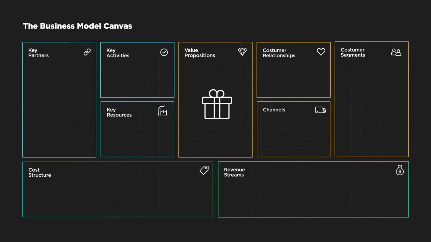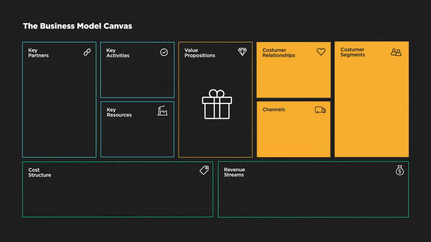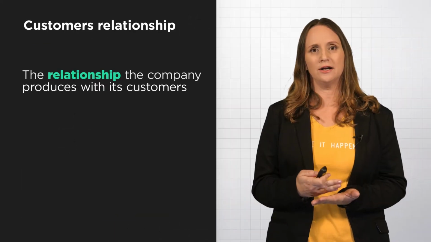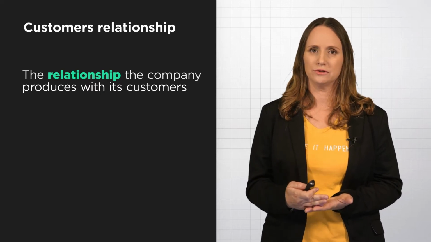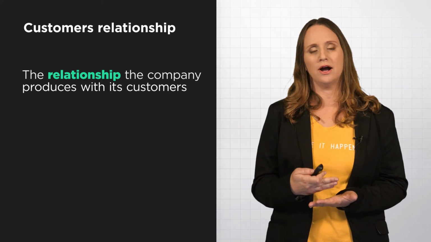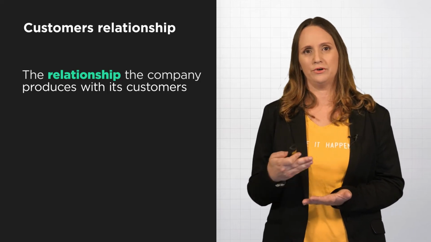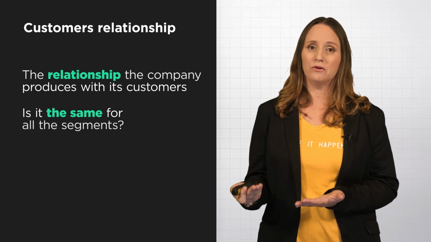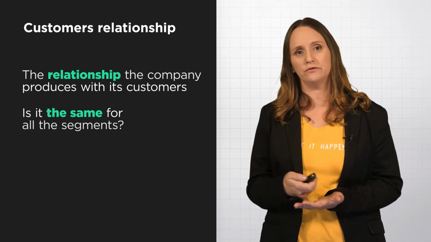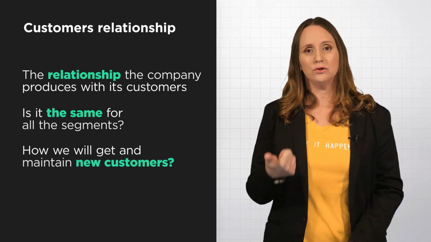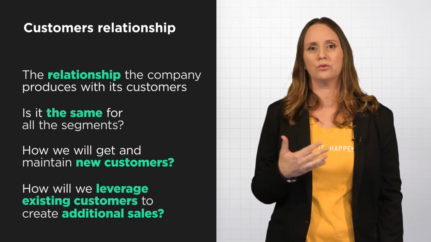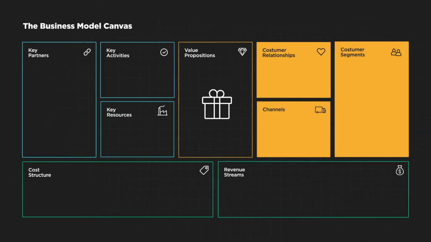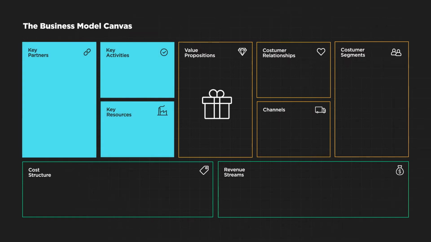The 4th building block, which is also a connector, is the relationship with our customers. It describes the kind of relationship the company produces with each segment of our customers. We need to decide what kind of relationship we want to have with our customers. Is it the same one for all the segments? Is it a different one for each of our segments? How will we get new customers, how will we maintain them, and how will we leverage our existing customers to create additional sales? After looking at the customer side, we now move to the production side.